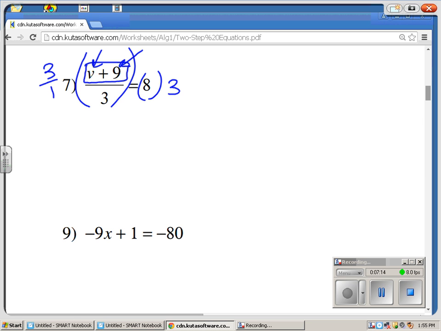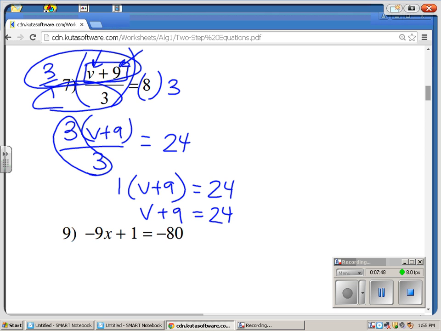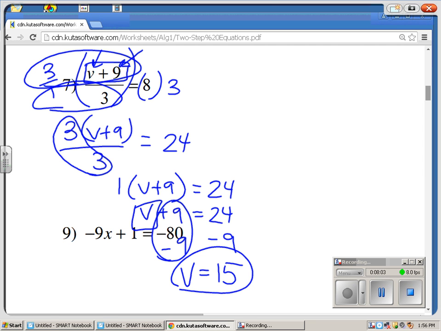multiplication. So I'm going to multiply both sides by 3, and I get 3v plus 9 divided by 3 equals 24. And just notice that I multiplied the numerator, I multiplied the denominator, just like you would a normal fraction. Then what you'll see here is that the 3 divided by 3 is going to equal 1. And if I multiply 1 times v, I get v, and 1 times 9 is 9. And then the final step I take is I subtract 9 from each side. And on the left side, negative 9 plus 9 is equal to 0, so I get v. And then on the right side, I get 15. So v is equal to 15 is the answer to number 7.